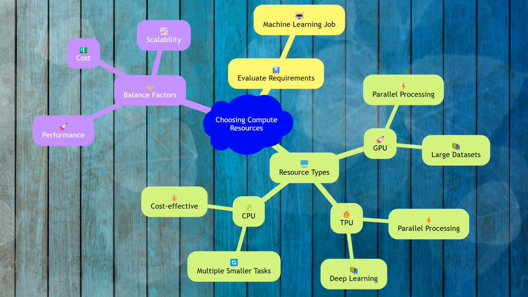Choosing the right compute resource involves evaluating the requirements of your machine learning job. For instance, if your job involves training a deep learning model with a large dataset, a GPU or TPU might be more suitable due to their parallel processing capabilities. On the other hand, if your job involves running multiple smaller tasks, a CPU might be more cost-effective. It's important to balance performance, cost, and scalability when selecting compute resources.